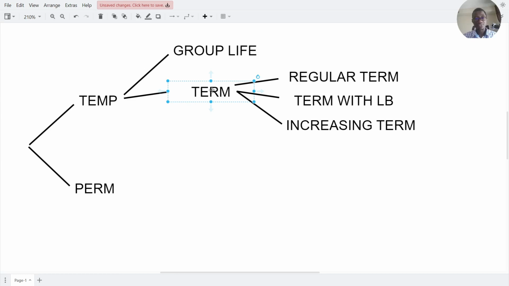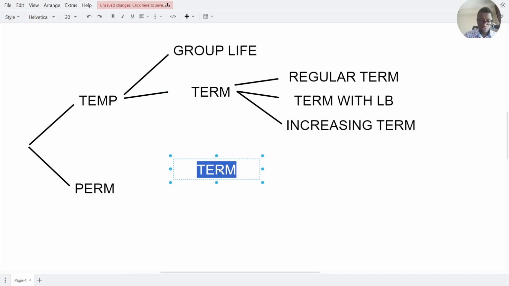The next type of policy that we'll talk about now falls into the category of permanent. And the first one we will review here is Index Universal Life, or IUL.